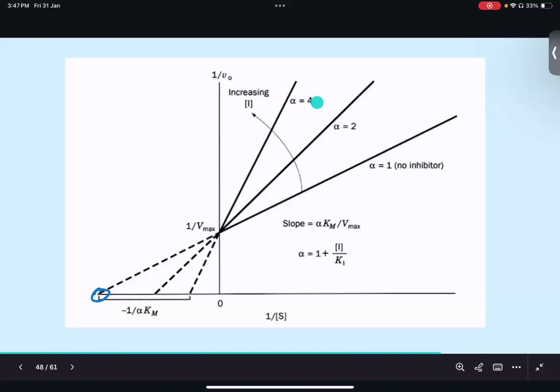So a question will come and tell you which one has more affinity. Which one will have more affinity? Obviously, the one without the competitive inhibitor. But comparing A4 and A2, which one will have more affinity? It's going to be A2. Why? Because the Km is less than A4. So let's say a Km of 0.1 will have more affinity than a Km of 0.5. So the lower the Km, the more the affinity.